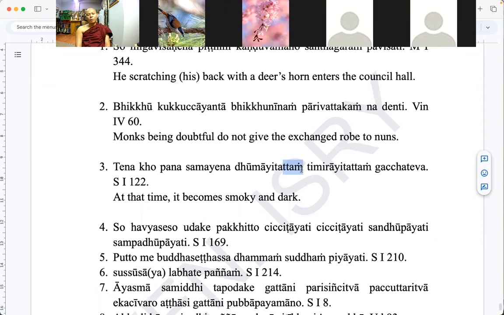But that means, just referring to maybe the situation of the season or time, daytime or something like that. So it becomes smoky, it becomes hot or it becomes cool like that. Yes, so in literal translation we translate like this one, but in fact we understand it is the nominative.